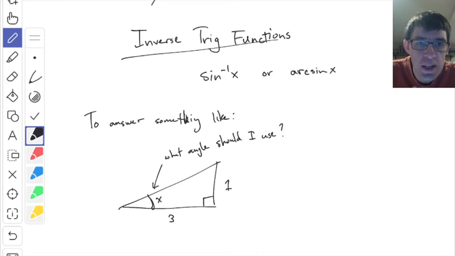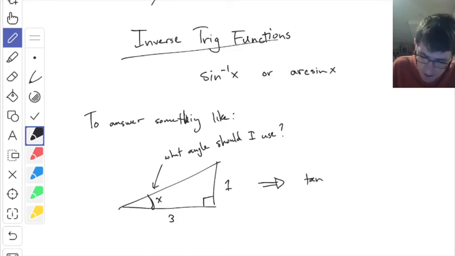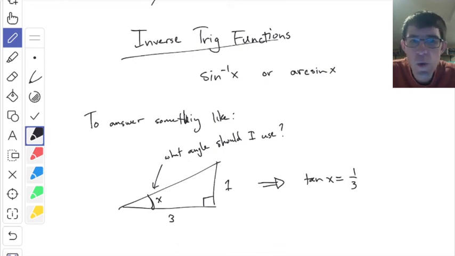The reason you want an inverse trig function is because this whole picture means you could write, in this case you wouldn't use the sine, you would use the tangent. The tan of x is 1/3, right? Because the tangent, I hope you all remember, is the opposite over the adjacent side. So in this triangle, the tangent of x is 1/3. So the question really becomes, what is the angle whose tangent equals 1/3?